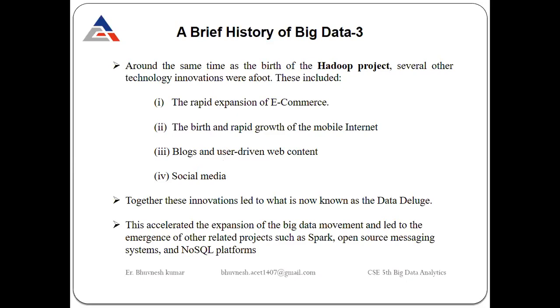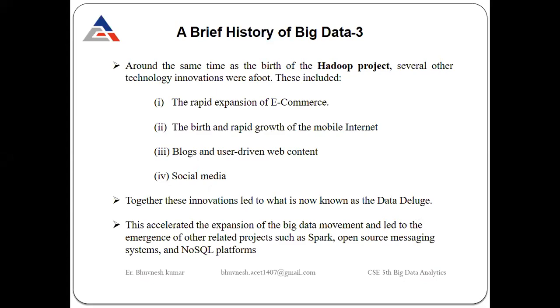Almost everyone in India is now using a smartphone. They are using the internet, they are using Facebook, they are using Google. If they are using that, it means they are producing more data. And for that, the birth of Hadoop happened. Together these innovations lead to what is known as data deluge.